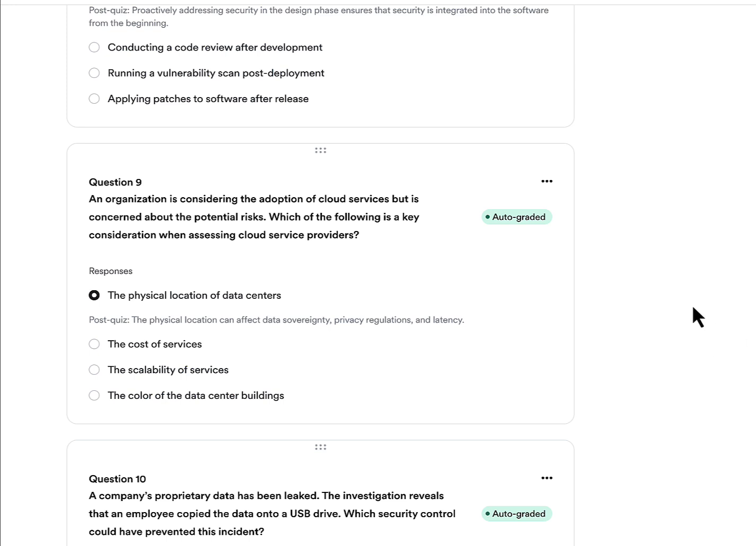Question 9. An organization is considering adoption of cloud services, but is concerned about the potential risks. Which of the following is a key consideration when assessing cloud service providers? A, the physical location of the data centers. B, the cost of services. C, the scalability of services. Or D, the color of the data center buildings.